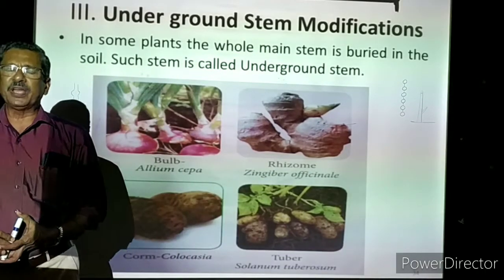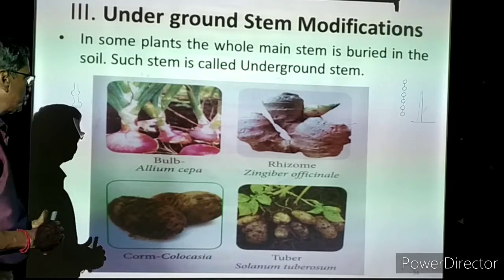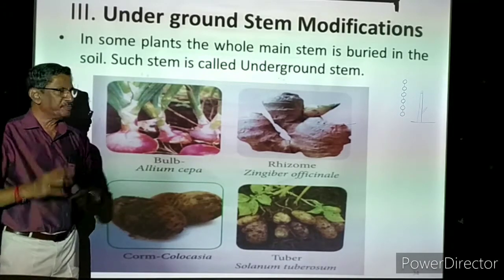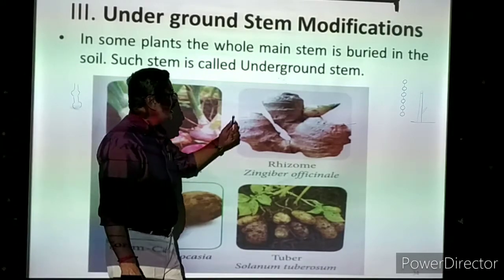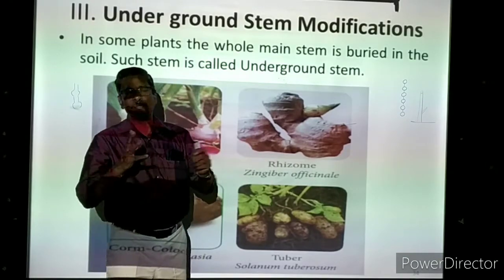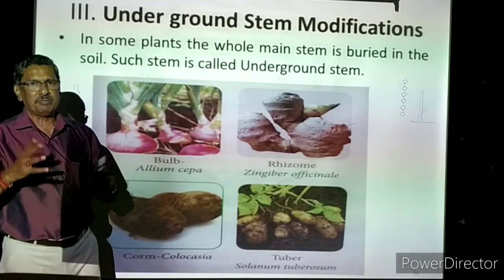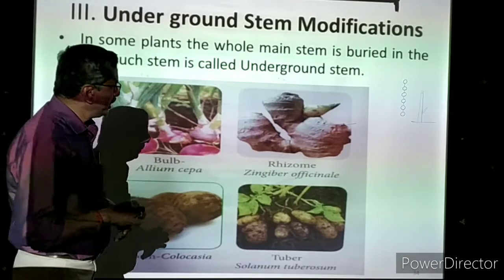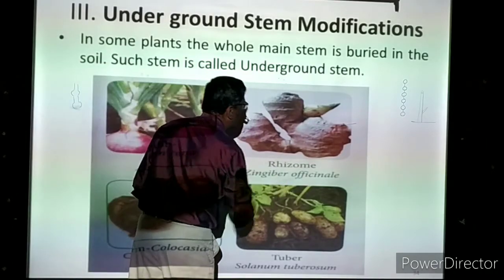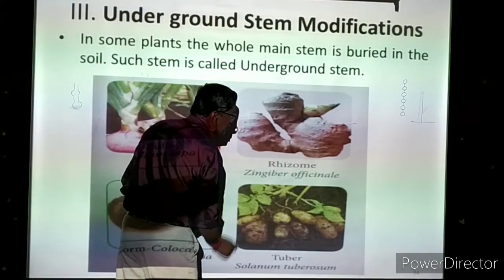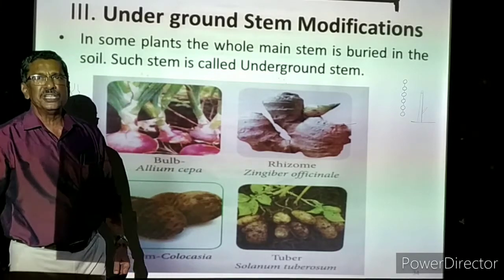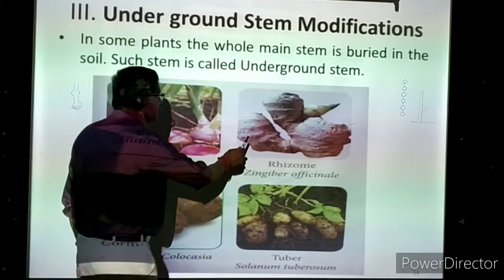Now the rhizome is a modification. Why are we calling it a rhizome? Here I told you bulb means bulgy. But rhizome means an irregular stem. The stem does not have a proper shape; the stem will be irregular in shape. That is called a rhizome. An example for this is Zingiber. Zingiber means ginger. Now the ginger is a stem.